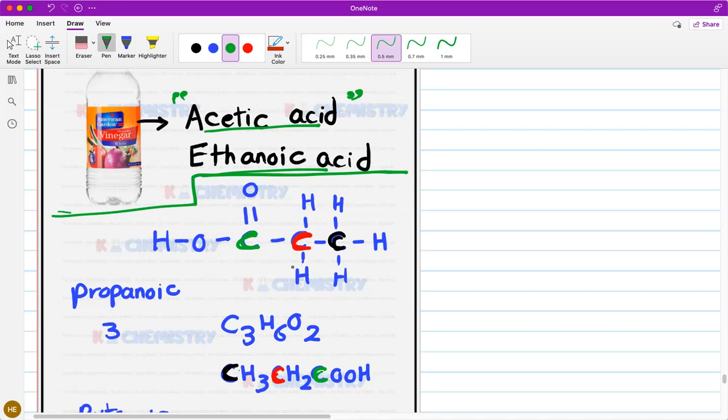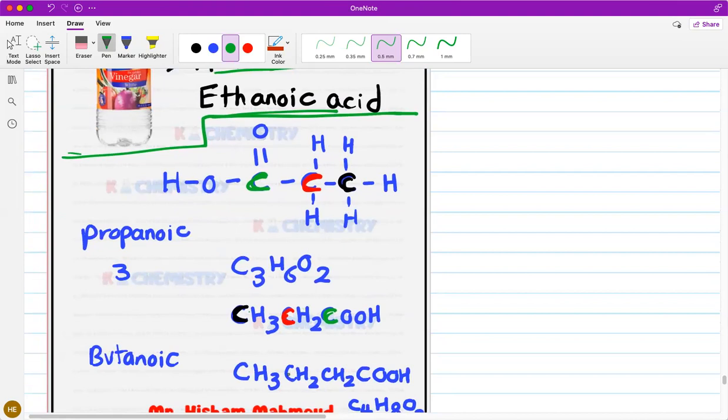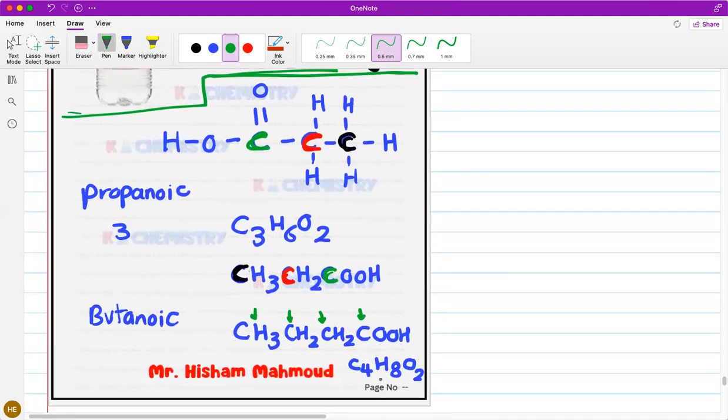This is a very common mistake from the students in the IGCSE exams, to put another carbon in addition to the 3 carbons. Okay, the butanoic will be CH3, CH2, CH2, COOH. So that's 1, 2, 3, 4. If you put the molecular formula, that's C4H8O2.